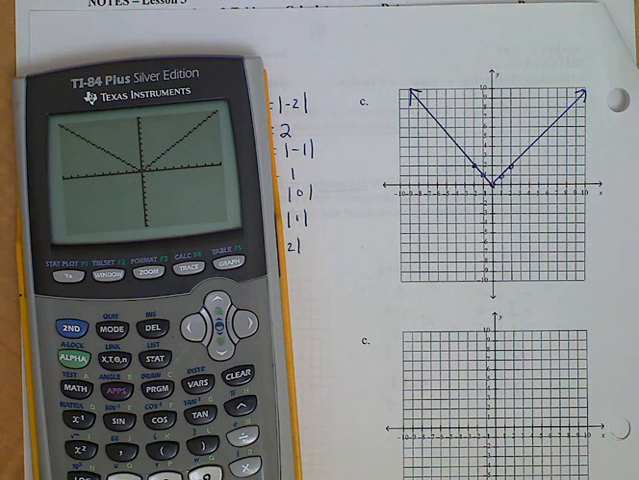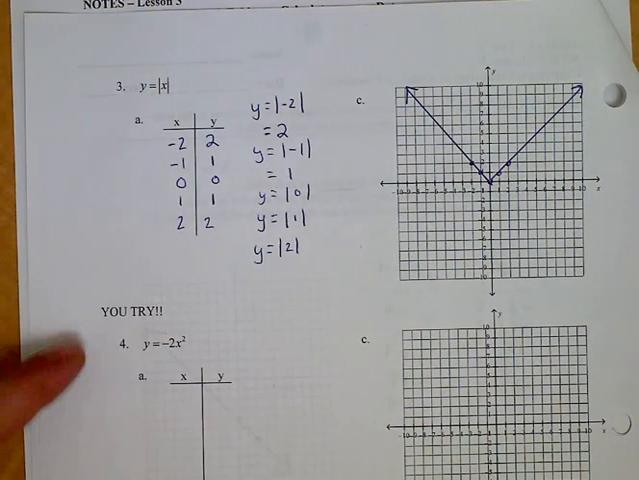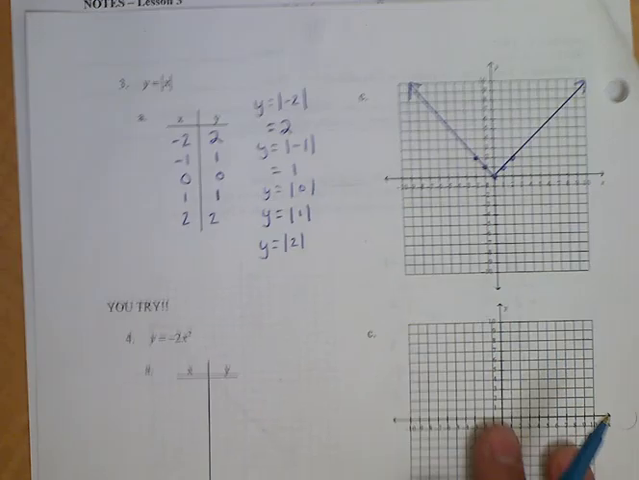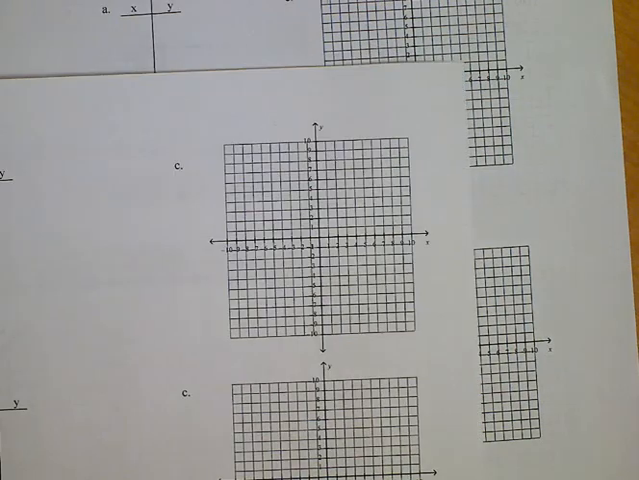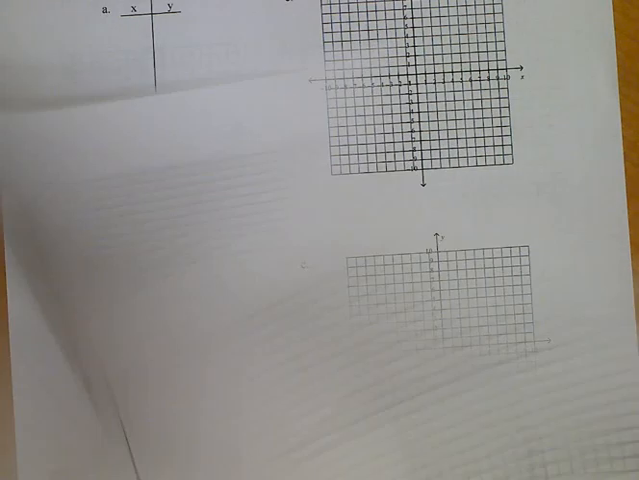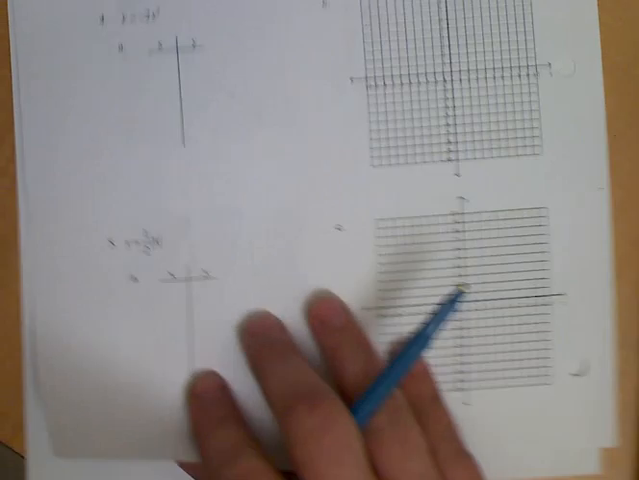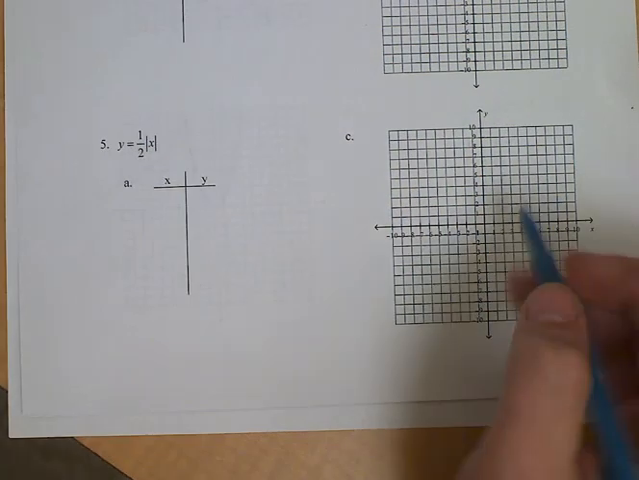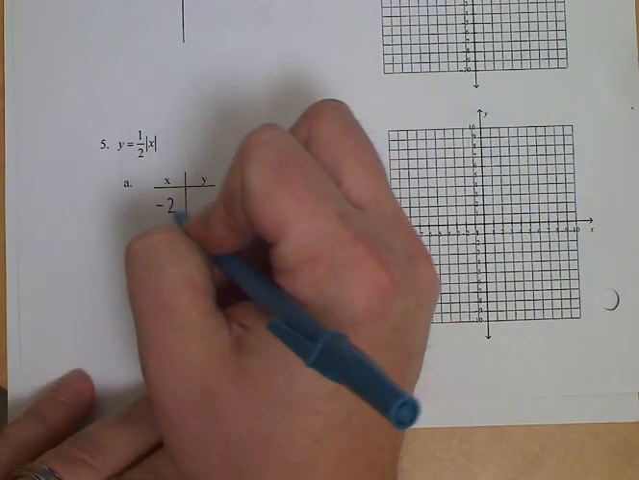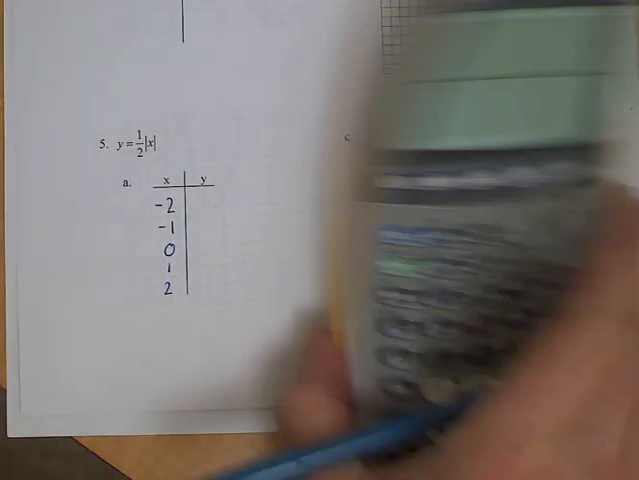Okay, great. All right, the next few. The number 4 is going to be a U try, so you guys can go ahead and try that. I want to do one more together before we send this off for you guys. All right, one more together. Now this one I'm going to do strictly on my calculator. I know I'm going to use my same numbers, -2, -1, 0, 1, and 2, but I'm not going to plug all that stuff in. Let's just do it straight off our calculator.